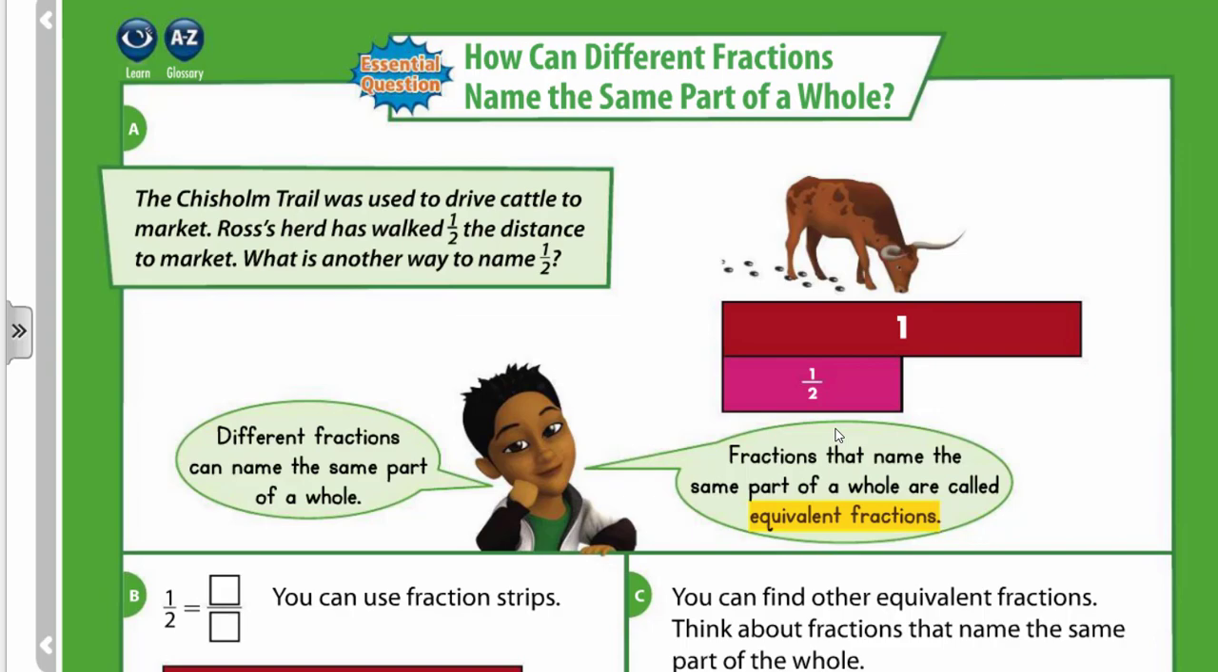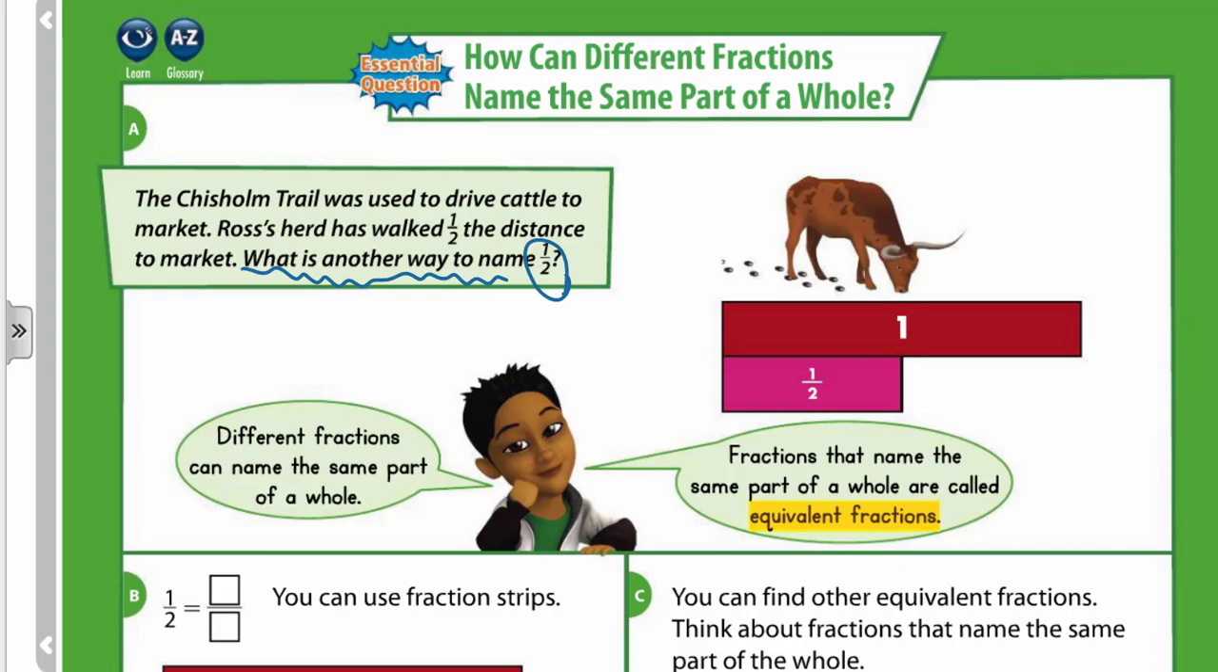The Chestnut Trail was used to drive cattle to market. Rose herd has walked half distance to market. What is another way to name that half? Okay, so what we need to know here, we need another way to name the half. So let's see, my heroes, how we can do this.